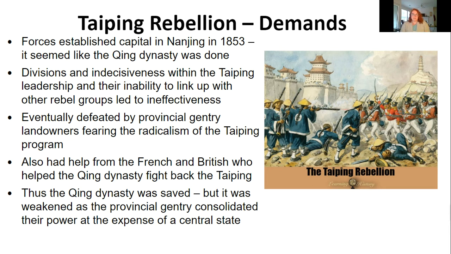And these landowners got in the fight because they feared the radicalism of the Taiping program, aka land redistribution. This gentry also had the help of the French and British, who helped the Qing dynasty fight back against the Taiping. Thus, the Qing dynasty was saved, but it was weakened as the provincial gentry actually consolidated their power at the expense of the central state.